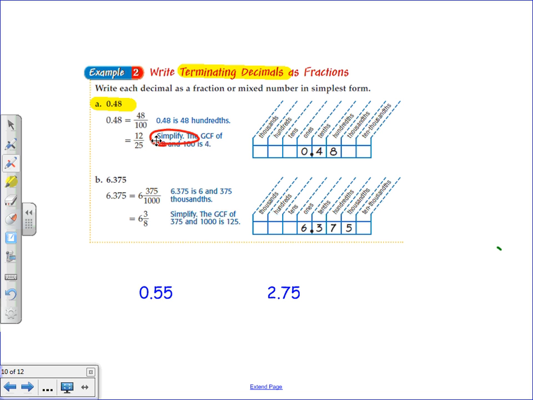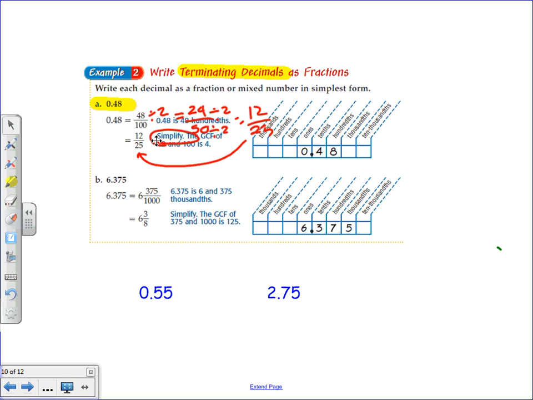Remember, to simplify a fraction, you're going to divide until you can't divide both the numerator and denominator anymore. So 48 divided by 2 is 24. 100 divided by 2 is 50. We can divide by 2 again, divide by 2 again. We get 12/25. Right? Let's try another one.